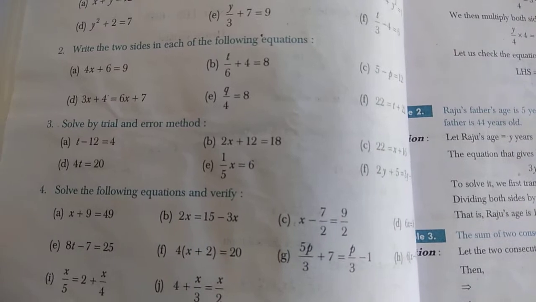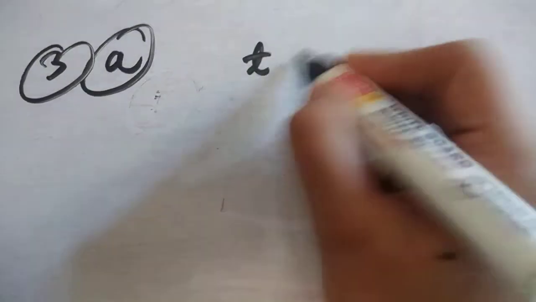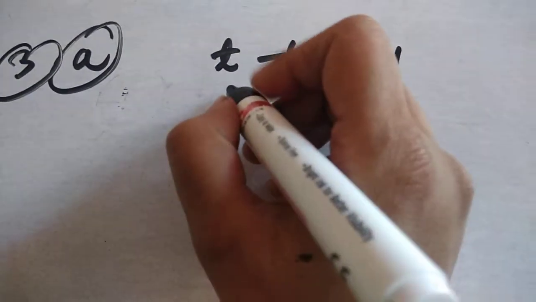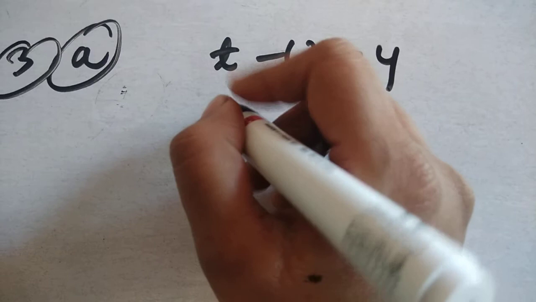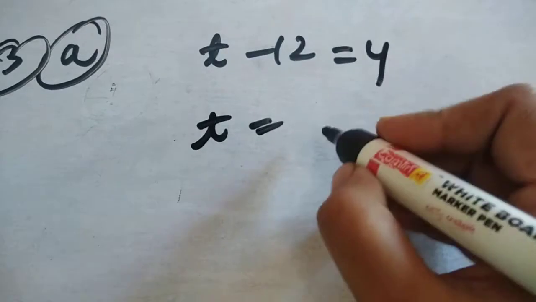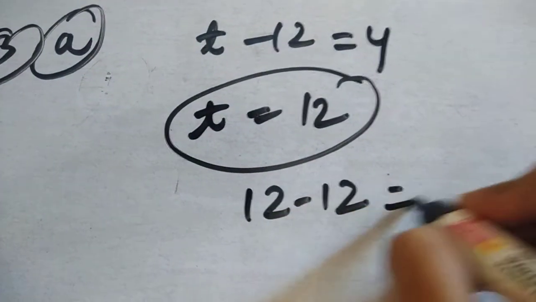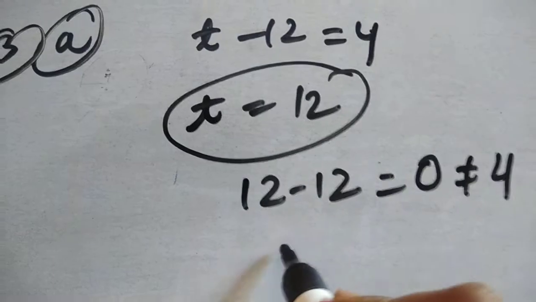In the third question, solve by the trial and error method. A is t minus 12 equals 4. So we have to find out the value of t. Randomly we assume a value, like if t equals 12, it is not satisfied because 12 minus 12 equals 0 and 0 is not equal to 4. So what will be the value?